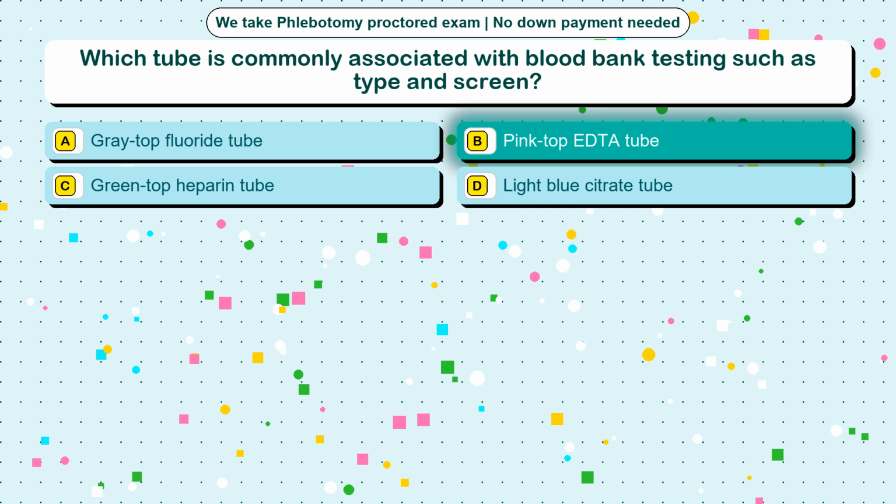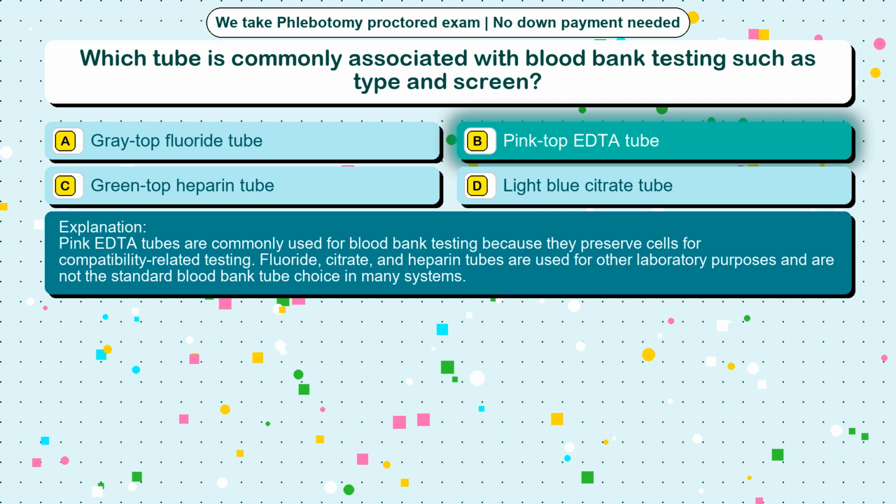The correct answer is option B, pink top EDTA tube. Pink EDTA tubes are commonly used for blood bank testing because they preserve cells for compatibility-related testing. Fluoride, citrate, and heparin tubes are used for other laboratory purposes and are not the standard blood bank tube choice in many systems.